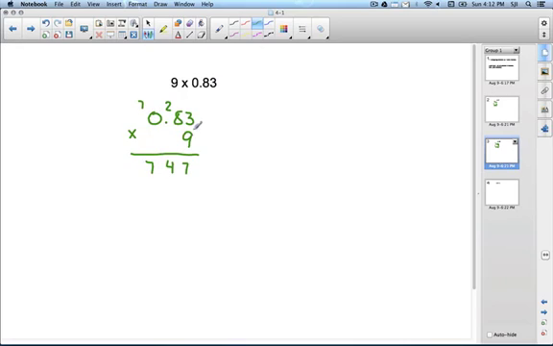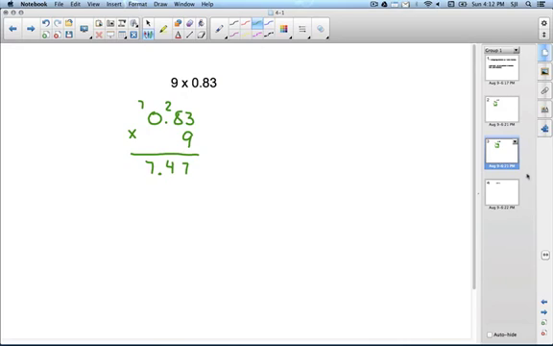And now I'm going to go back and count all my numbers that are decimals, that are to the right of the decimal point. We have 2 right here and we have none here. So that means I'm going to start at the end of my number and count over those 2 spots. 1, 2. And the decimal point is going to go right here. So our answer is 7.47.